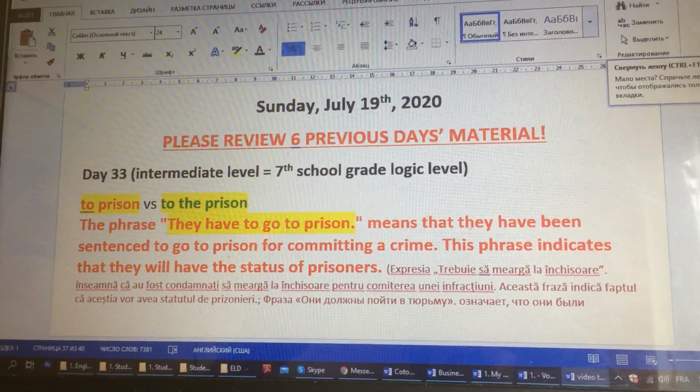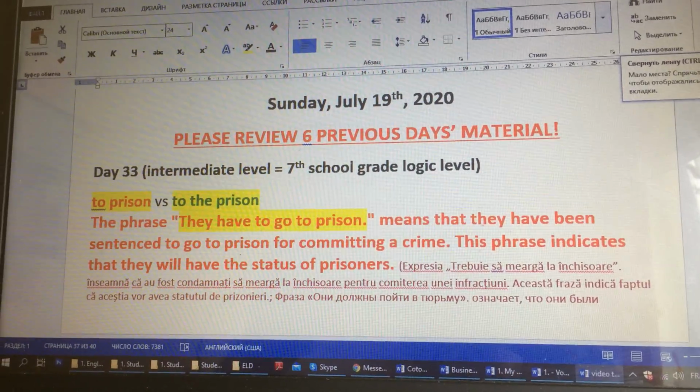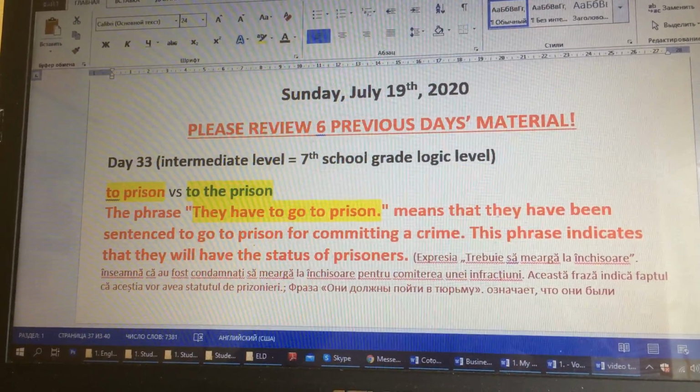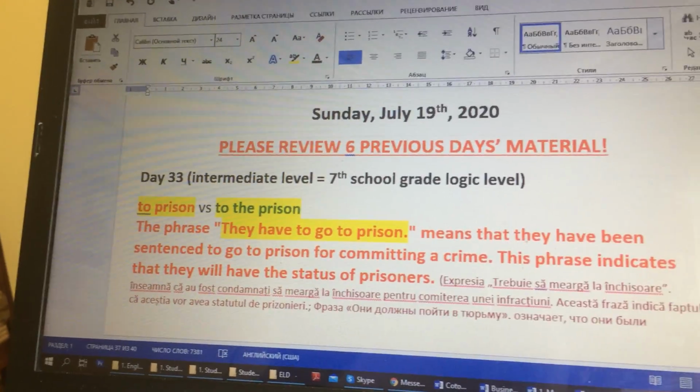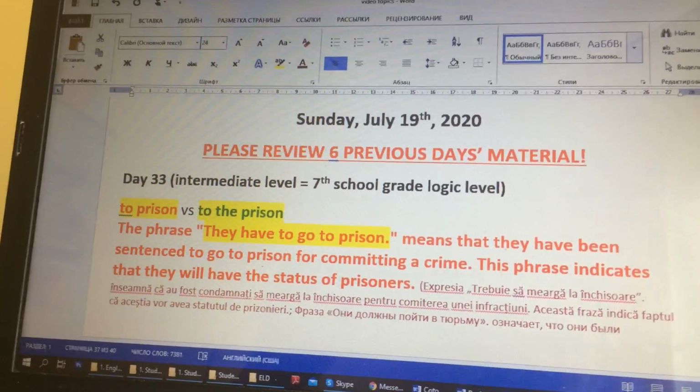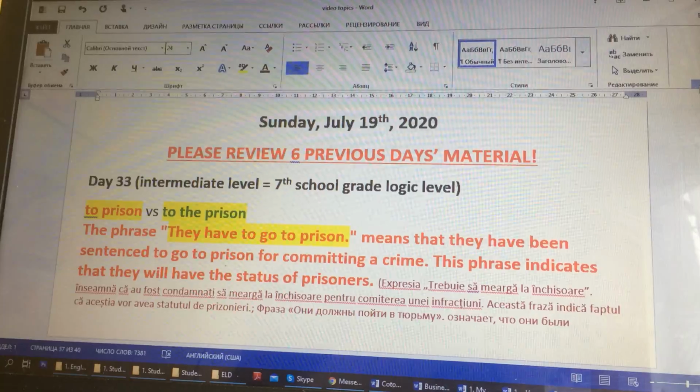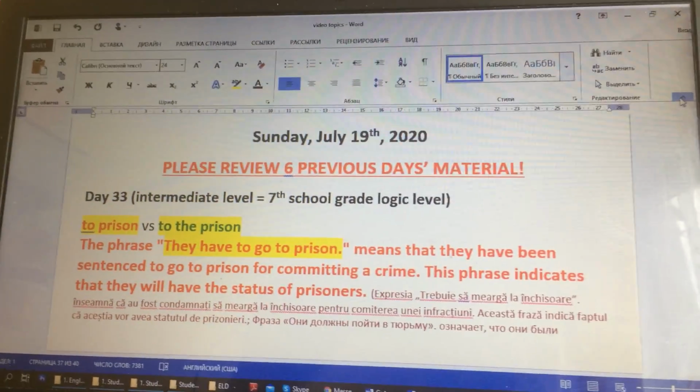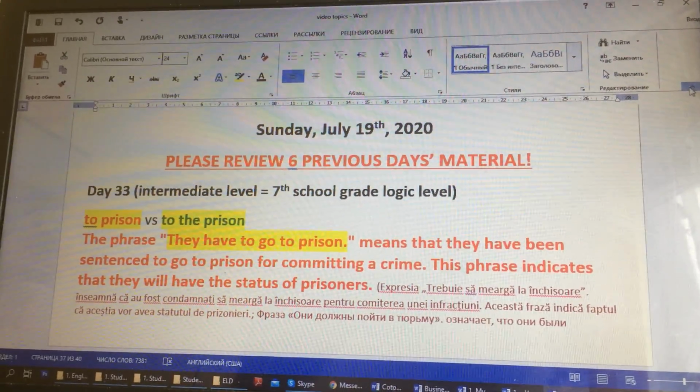Make sure that you review 6 previous days' material. It's very, very important and crucial towards your memorization. So it's day 33. It's not very complicated, but try to use the logic.